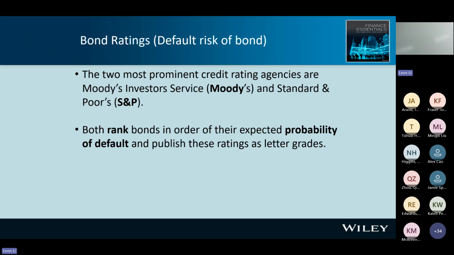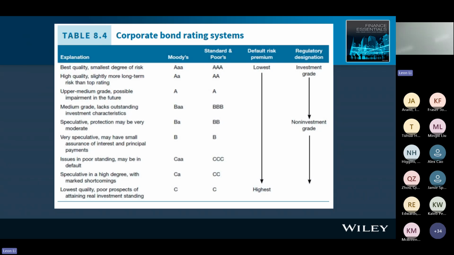So let me show you the detail of bond rating. All right, so you can see the second column is Moody's rating. The third column is the S&P rating. So the top is AAA, right, AA, single A.